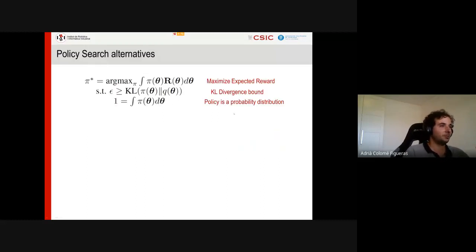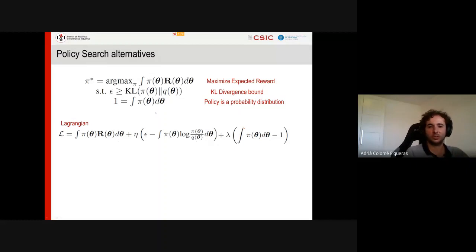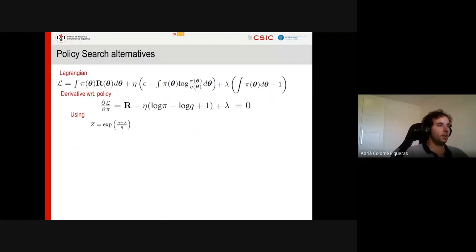So basically, what happens here is that we want to solve this problem, and what is often done in this kind of problem is that we build the Lagrangian of the problem, and then we differentiate with respect to the policy. So we are looking for the policy that maximizes the expected reward. So we differentiate with respect to the policy and set it to zero. And setting it to zero, we can use this z equal to the exponential of these parameters, which are the Lagrange multipliers, and we can isolate the policy from the previous row. So basically what we get here is that the policy is a constant times the current policy times the exponential of the reward divided by one of the Lagrange multipliers.